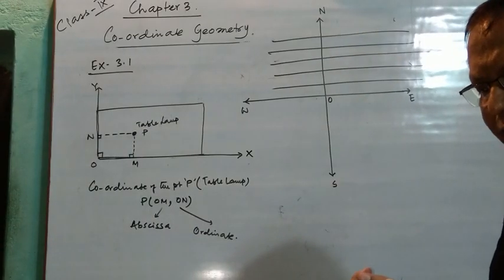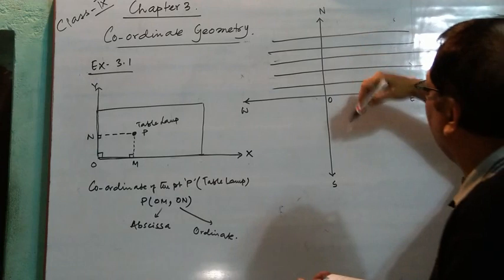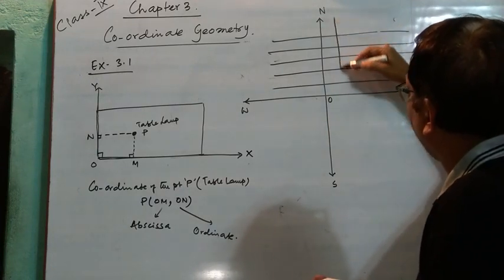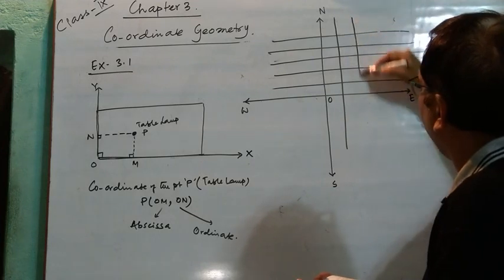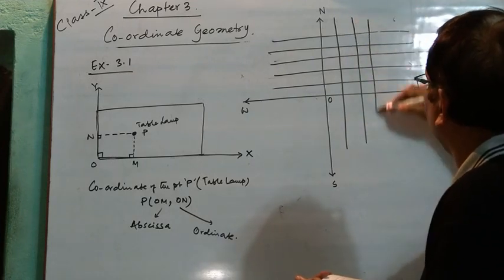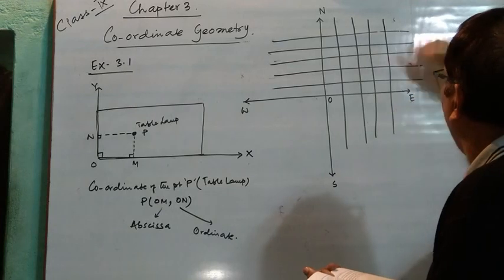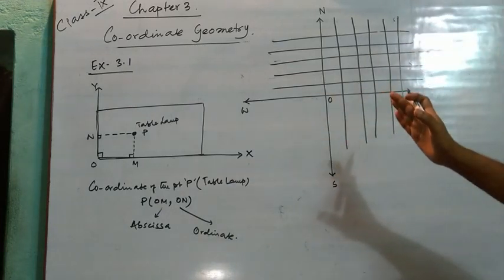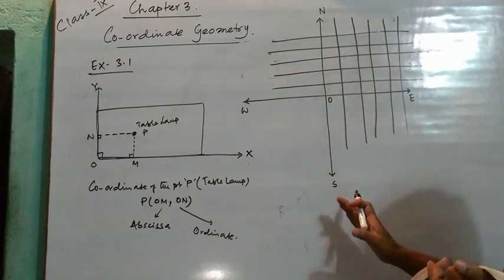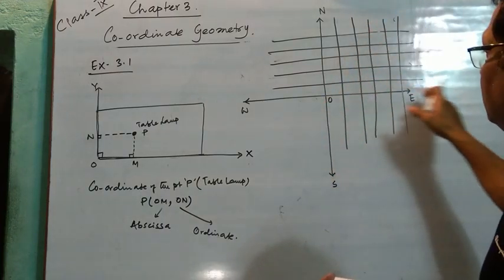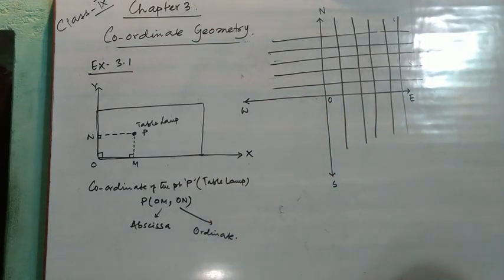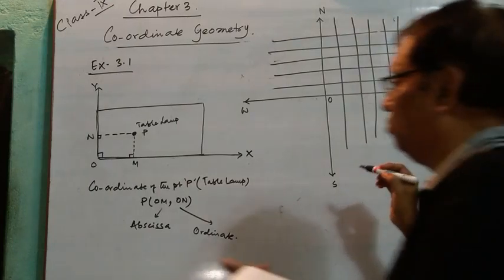There are 5 streets in each direction. Similarly, here also: 1, 2, 3, 4, and 5. 5 roads running parallel to the north-south direction road, and 5 roads running parallel to the east-west direction road. Now, 1 centimeter is equal to 200 meters.